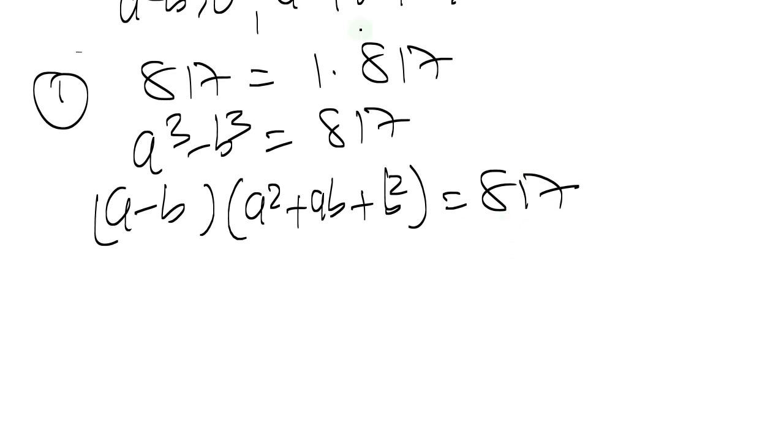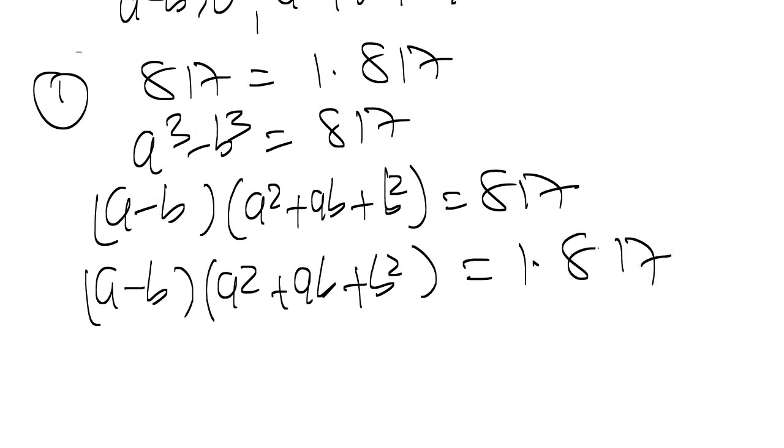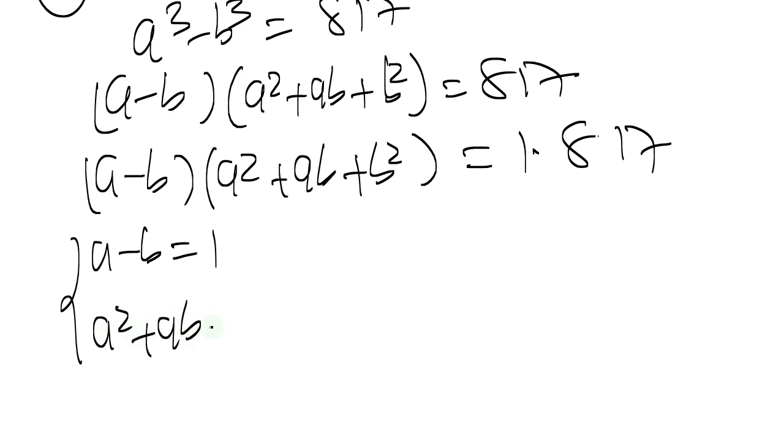And we wrote 817 as 1 times 817, so a minus b will multiply a squared plus ab plus b squared, and then this is equal to 1 times 817. Let me write this again. I'm trying to write my number 8 well so that it appears good. 817. Okay, so this means that a minus b is equal to 1, and a squared plus ab plus b squared is equal to 817. Does it make sense? Okay, this is greater than 0 and this is greater than 0, so this makes sense.